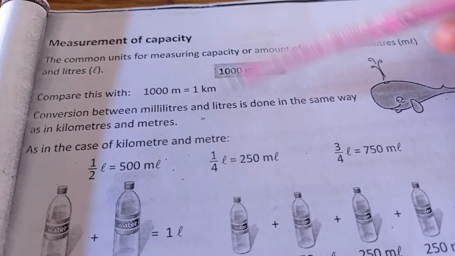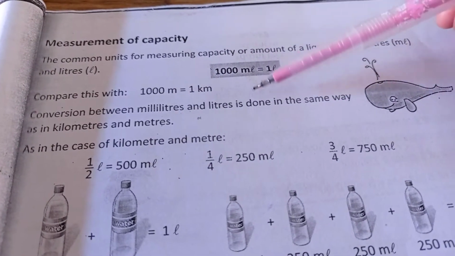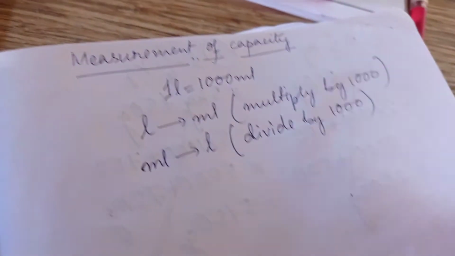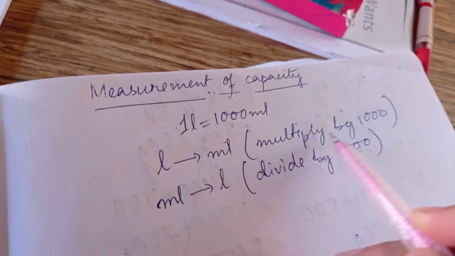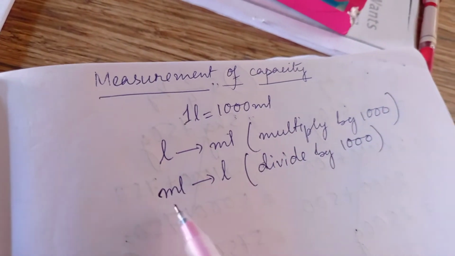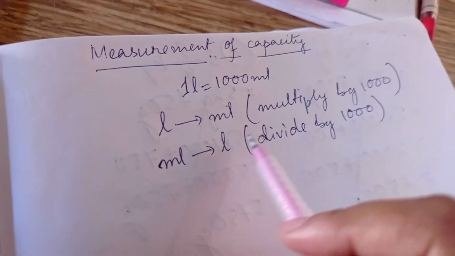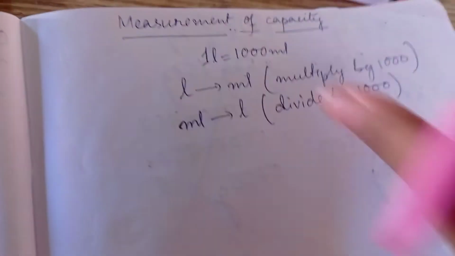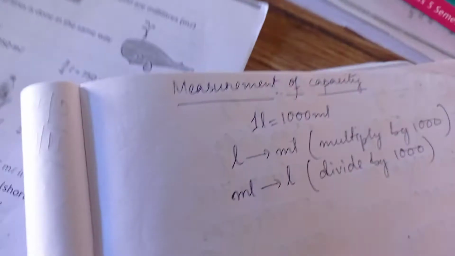With this relation only we can convert. 1 liter is equal to 1000 ml. So when you convert liter to milliliter you need to multiply by 1000, and when you need to convert milliliter to liter you need to divide by 1000. That is the process. So let us go to exercise 10.